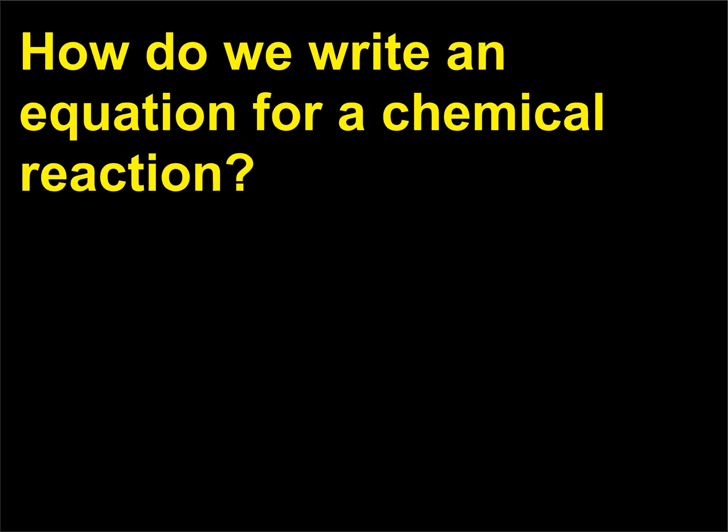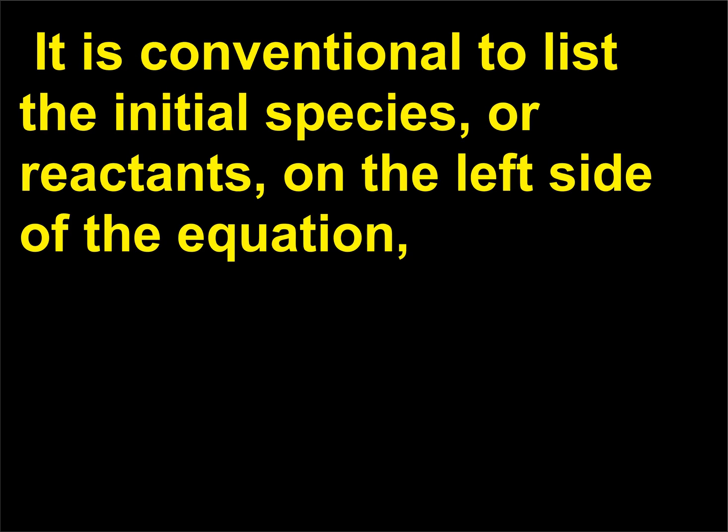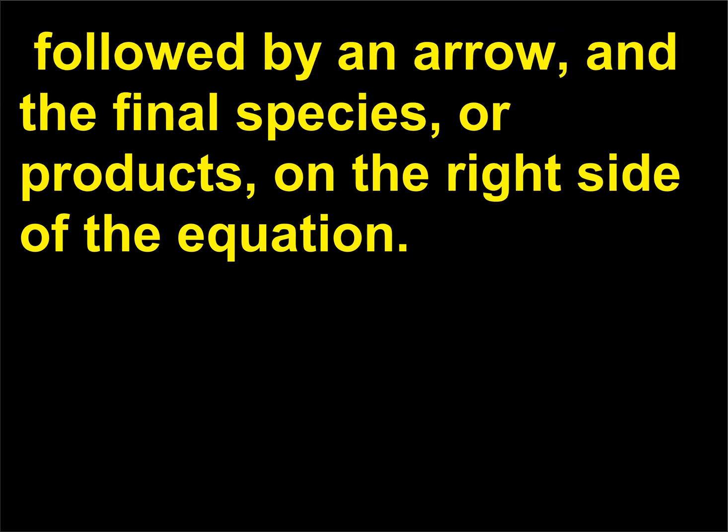How do we write an equation for a chemical reaction? Chemists often write equations to describe chemical reactions. It is conventional to list the initial species, or reactants, on the left side of the equation, followed by an arrow, and the final species, or products, on the right side of the equation.